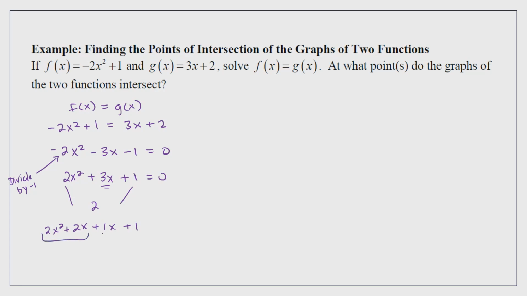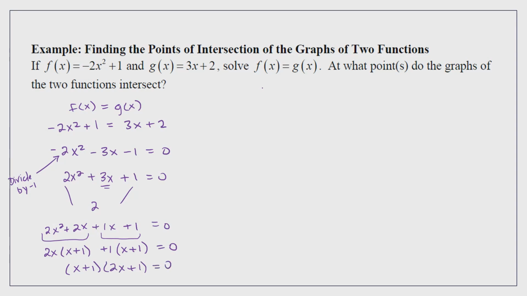Then I'll group together the first two terms, group together the last two terms, and factor out the GCF. First grouping, the GCF was 2x, which leaves me with x plus 1. Second grouping, the GCF is 1, which leaves me with x plus 1. Remember, the goal is to get the same binomials when you factor out the GCF. So now I have two terms, and their GCF is x plus 1, which leaves me with 2x plus 1.